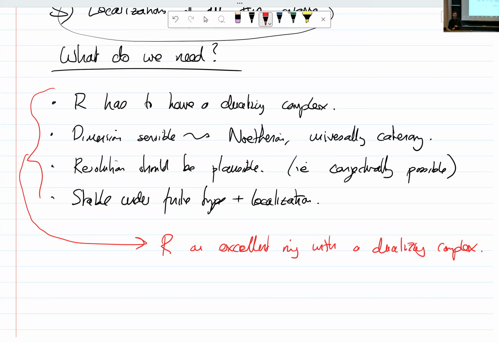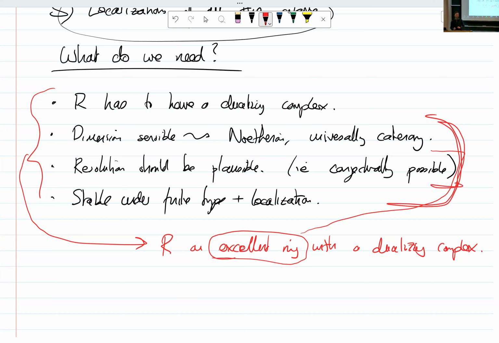Okay, so, excellent ring, I don't want to define it because the definition is really technical and doesn't have that much to do with what we actually do. But the point is, excellent ensures you have these 3 things. It includes being universally catenary, so dimension is sensible. Resolution is plausible because this is what excellent was originally introduced for. It's the Grothendieck conjecture: this is what it should be if and only if resolutions exist over R. And then excellent rings have the property that it is stable under finite type localization.